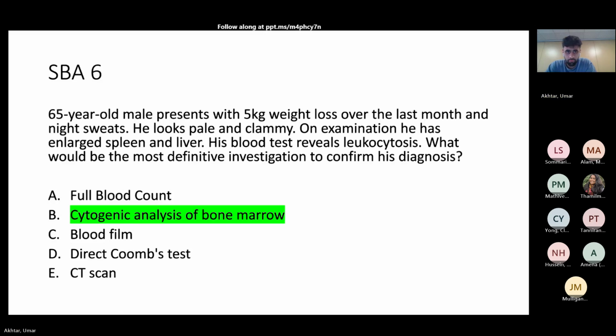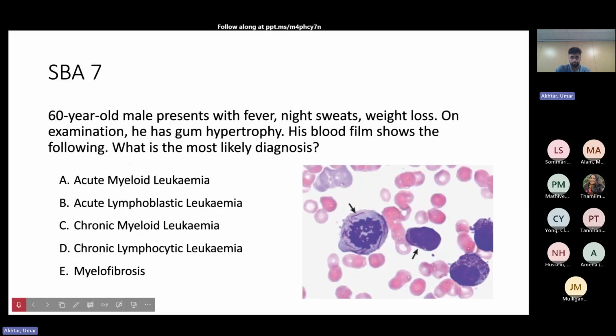Yep. Okay. Let's move on to question 7. So we've got a blood film here, as well as a few symptoms of fever, night sweats and weight loss, as well as gum hypertrophy. I'll give you guys a minute just to read that, think about it.